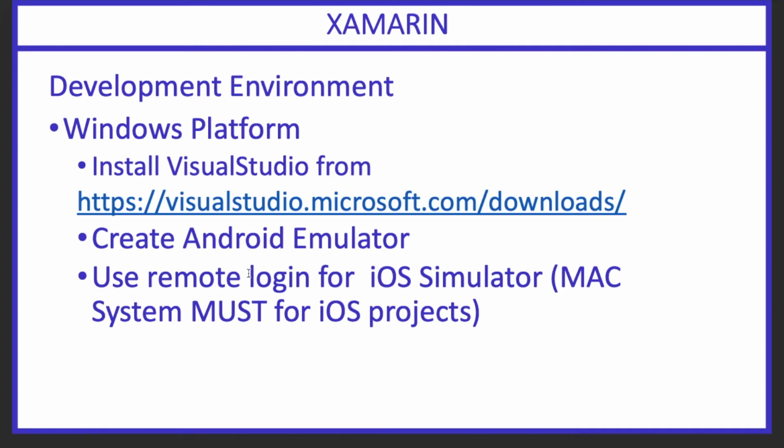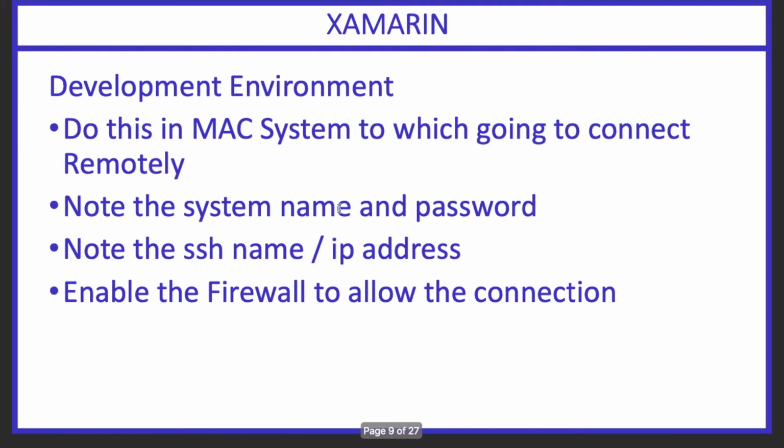So we'll see how to set up these two environments now. For the Windows platform, download Visual Studio, create the Android emulator and use remote login for iOS projects. For remote login, first you need to do the following things in the Mac system. First, note down the system name and the password to log in, and note down the SSH name or the IP address, and in the firewall you must allow connections for remote login. When remote login is not allowed, you will not be able to log in to your iOS simulator.